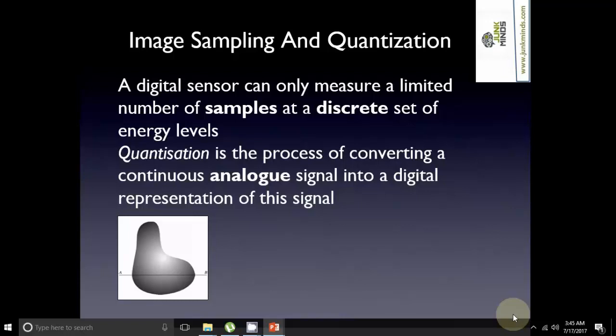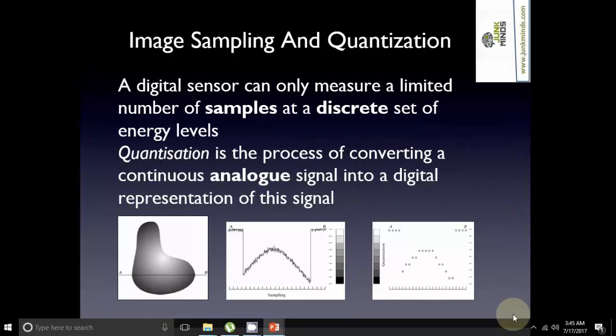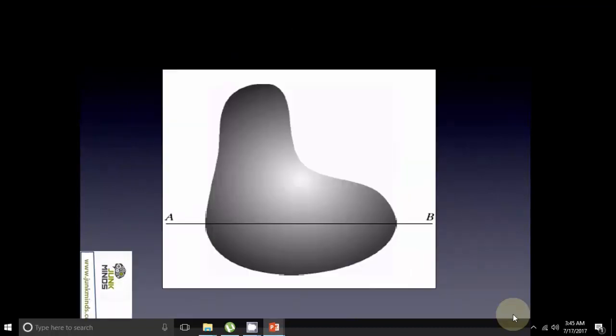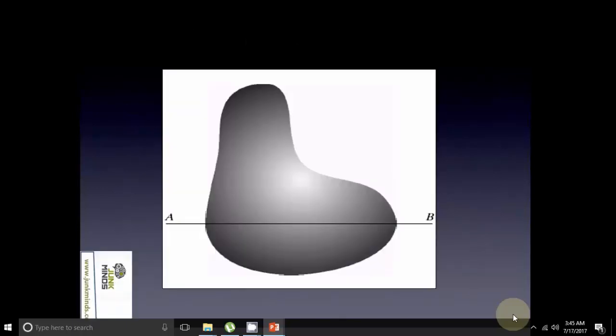Digital signals are the signals which have a discrete domain and range. This process of digitizing the domain is called sampling, and the process of digitizing the range is called quantization. So as you can see, these are the two different graphs for sampling and quantization. This is again an image for showing you the clear view of sampling.